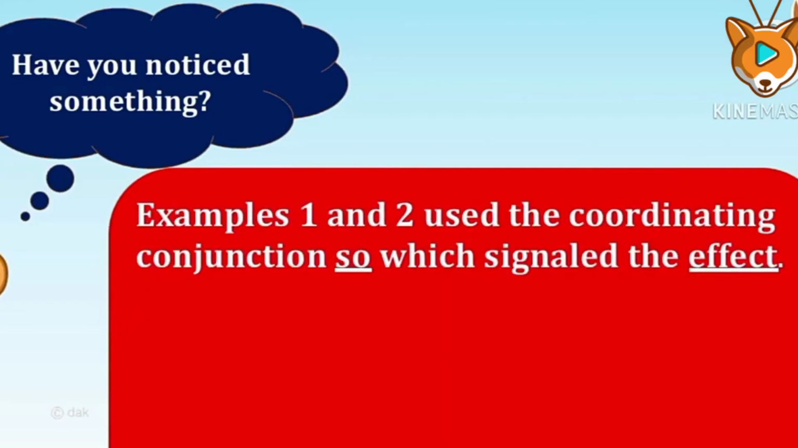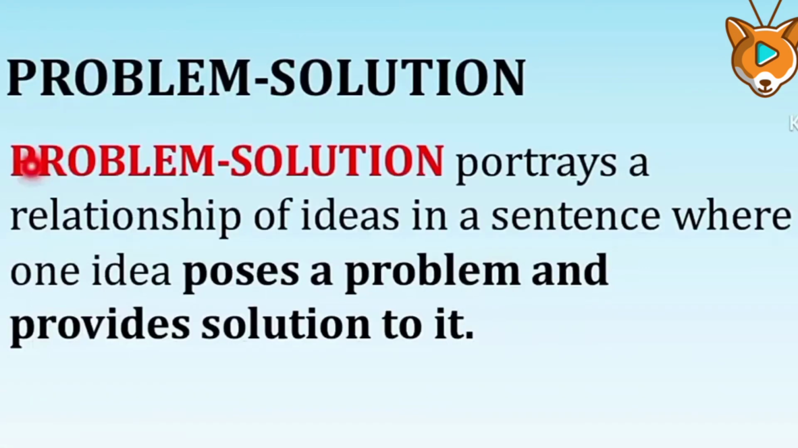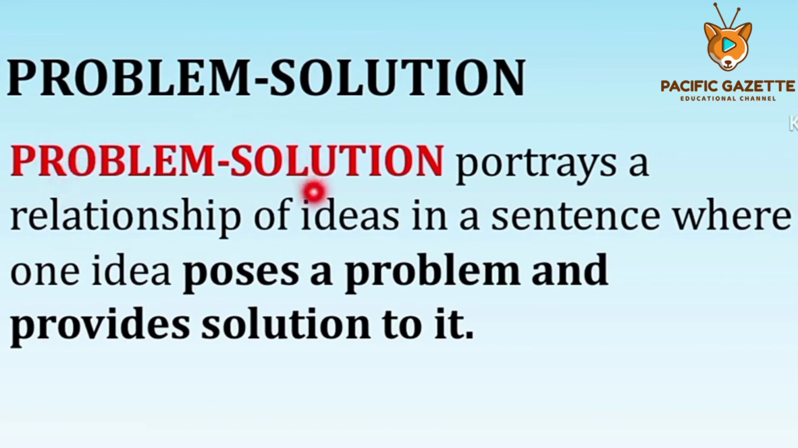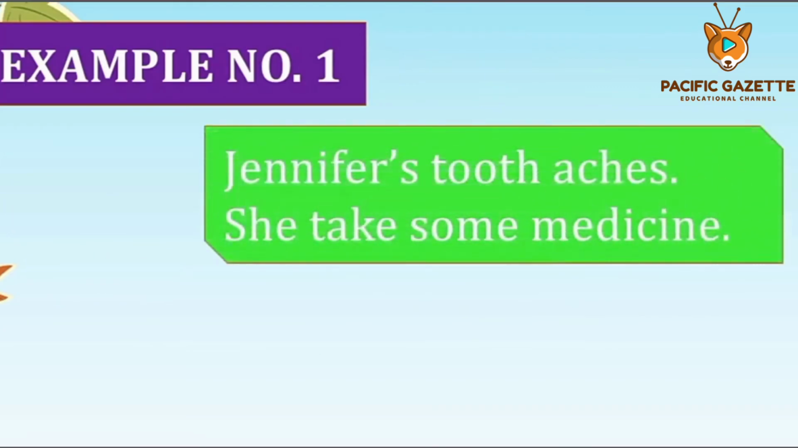Example number 1 and 2 used coordinating conjunction so, which signals effect. And example number 3 and 4 used coordinating conjunction for, which signals the cause. Problem solution portrays a relationship of ideas in a sentence where one idea possesses a problem and provides a solution to it.